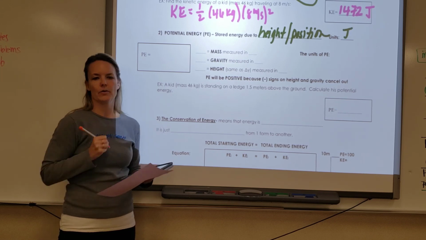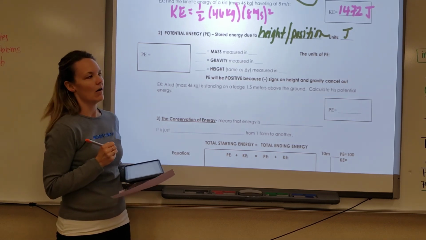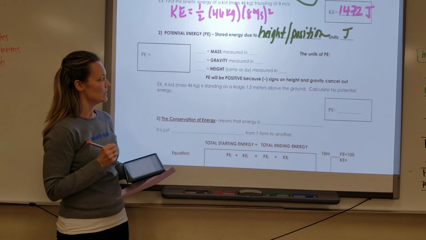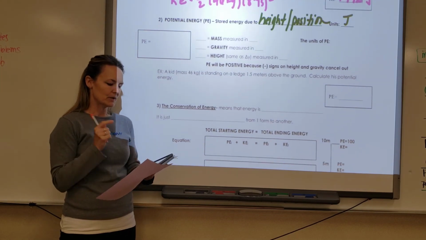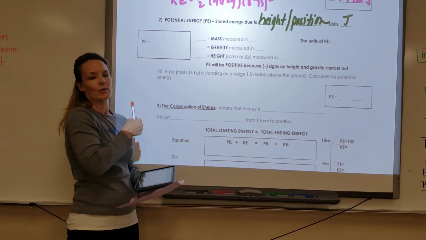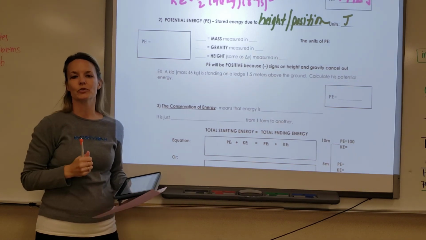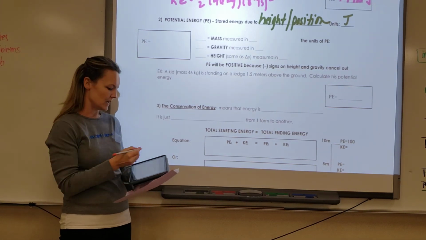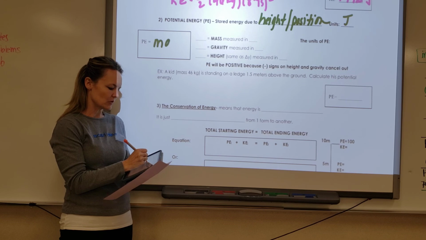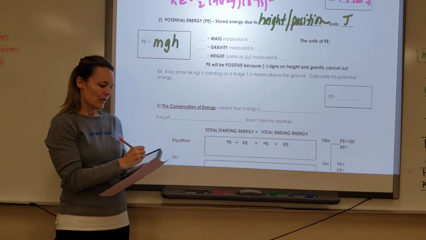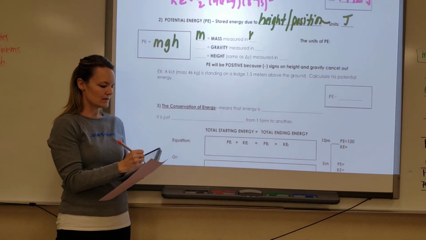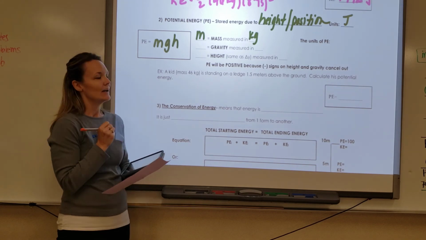It is also measured in a joule. All energy is measured in joules. In order to calculate potential energy, it is abbreviated with a PE. So on your equation sheet, when you're looking for potential energy, you gotta look for PE. It is mass times gravity times height. Mass still has to be in kilograms.